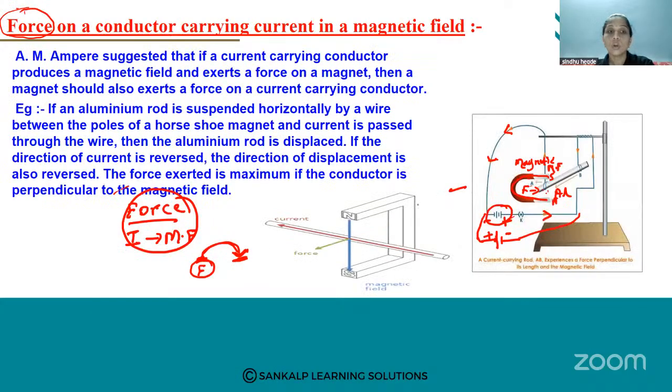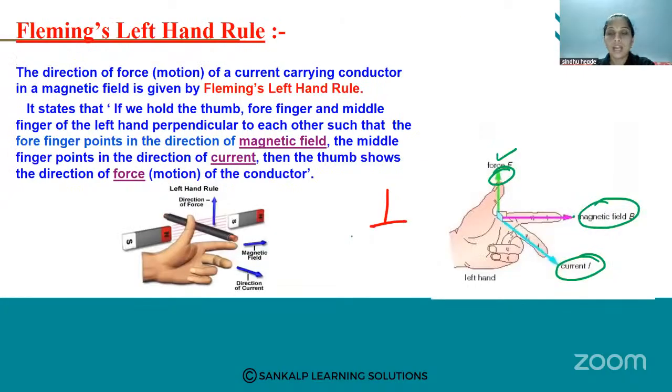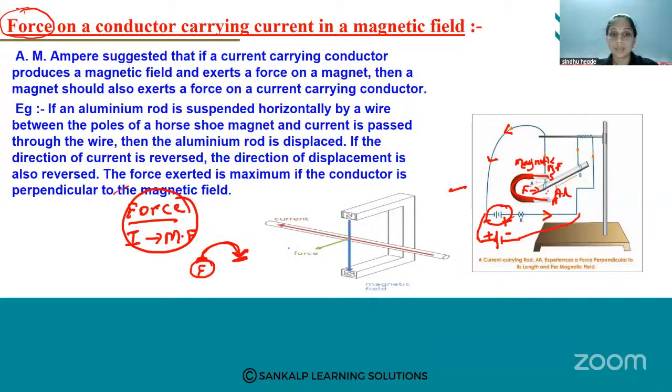Here also force is generated: force on a conductor carrying current in a magnetic field. When current is carried in a conductor, a magnetic field is generated and force is also exerted here. Okay, that is the concept. Here force, current and magnetic field are perpendicular to each other according to Fleming's left hand rule.